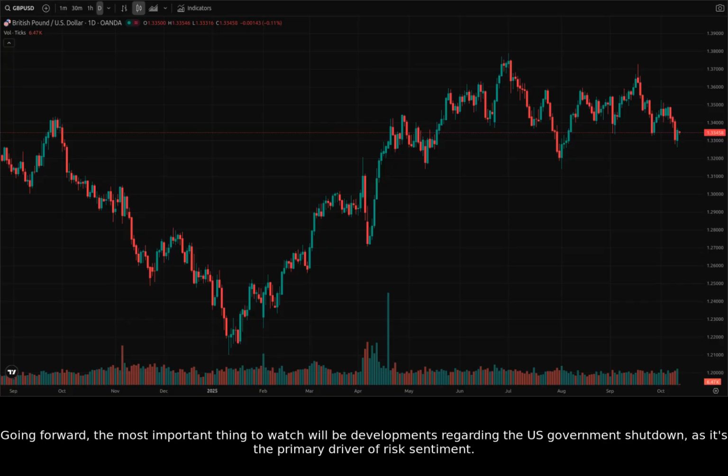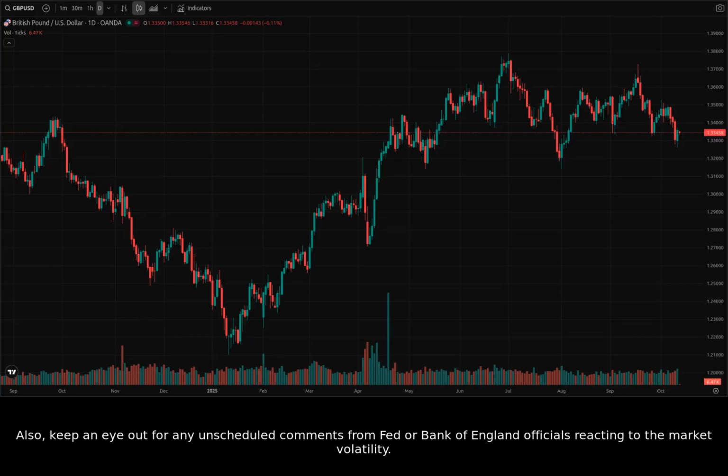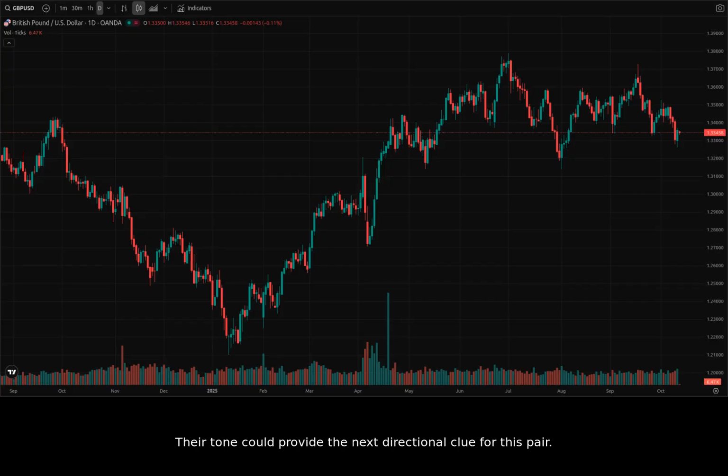Going forward, the most important thing to watch will be developments regarding the U.S. government shutdown, as it's the primary driver of risk sentiment. Also, keep an eye out for any unscheduled comments from Fed or Bank of England officials reacting to the market volatility. Their tone could provide the next directional clue for this pair.